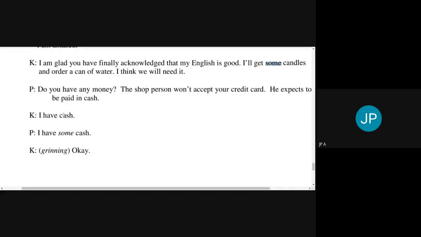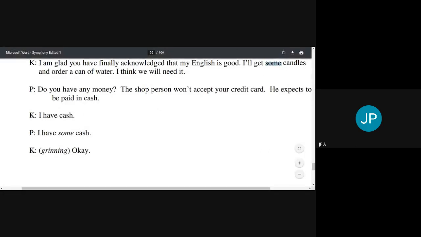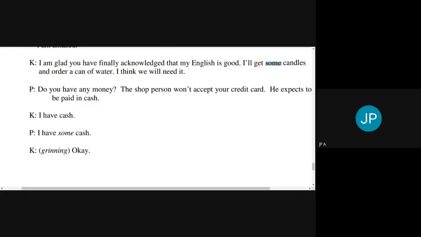mistake of count and non-count. When you talk about cash, it is a non-count quantity, whereas money is a count quantity. Okay, money is count, cash is non-count. Okay, so this is the peculiarity in language.